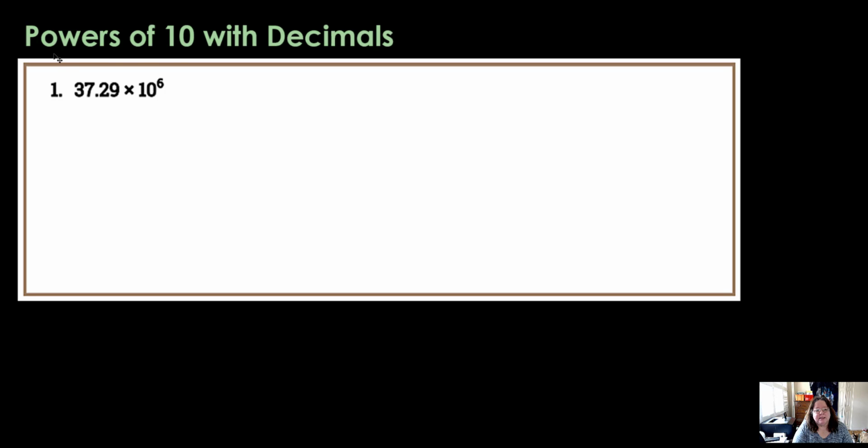Our lesson today is powers of 10 with decimals. Our previous lesson used whole numbers. We're going to find that the same principles work. We're adding decimals. That's okay. We're going to use what we know to solve what we don't know. Let's look at this first problem.